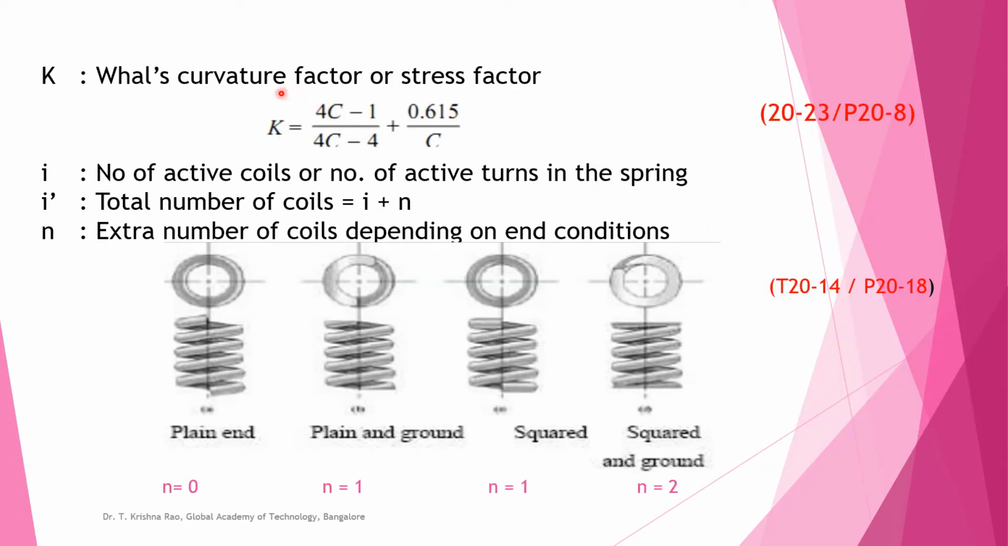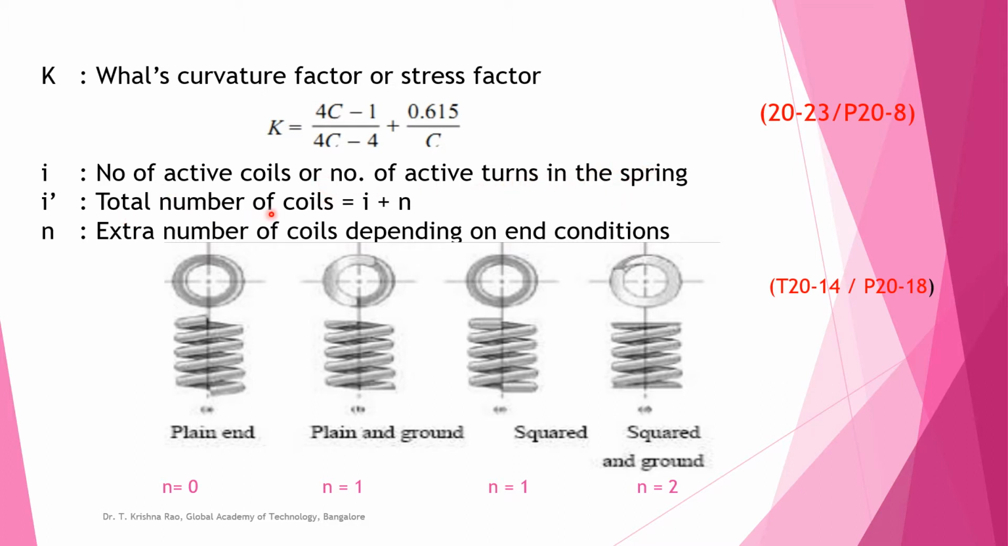K is called Wahl's curvature factor, a function of the spring index given by the equation K = (4C minus 1) by (4C minus 4) plus 0.615 divided by C. I is the active or useful number of coils that are giving us deflection.